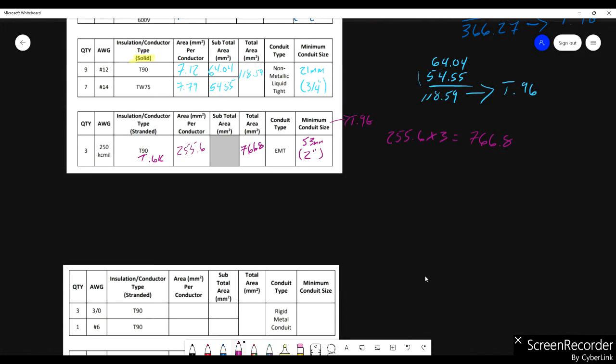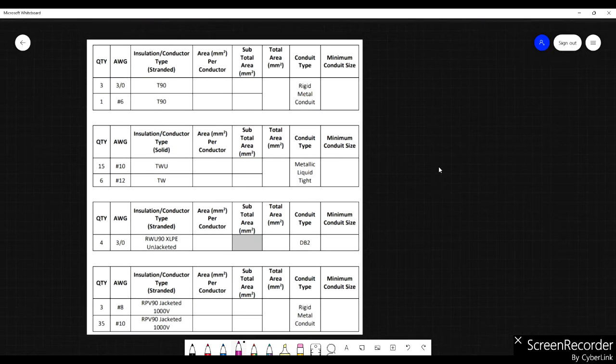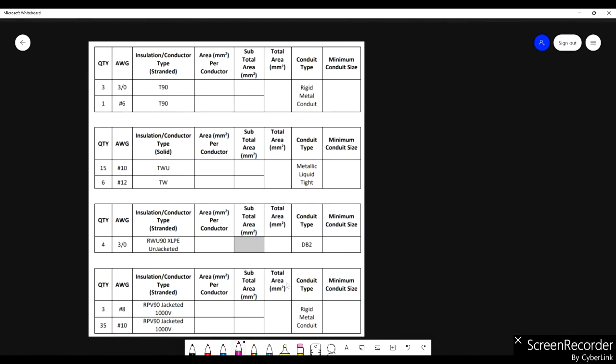Okay, so I do have another 4 here, and for these ones, I'm just going to fill them in, but it's the exact same steps, right? So I'll fill these in. You can practice with them. But for these ones, we had 3 3/0 T90 individually. They would have been 172.96. There's 3 of them. So the total of that times 3 would be 518.89. Then we also have one number 6 T90, which takes up 32.